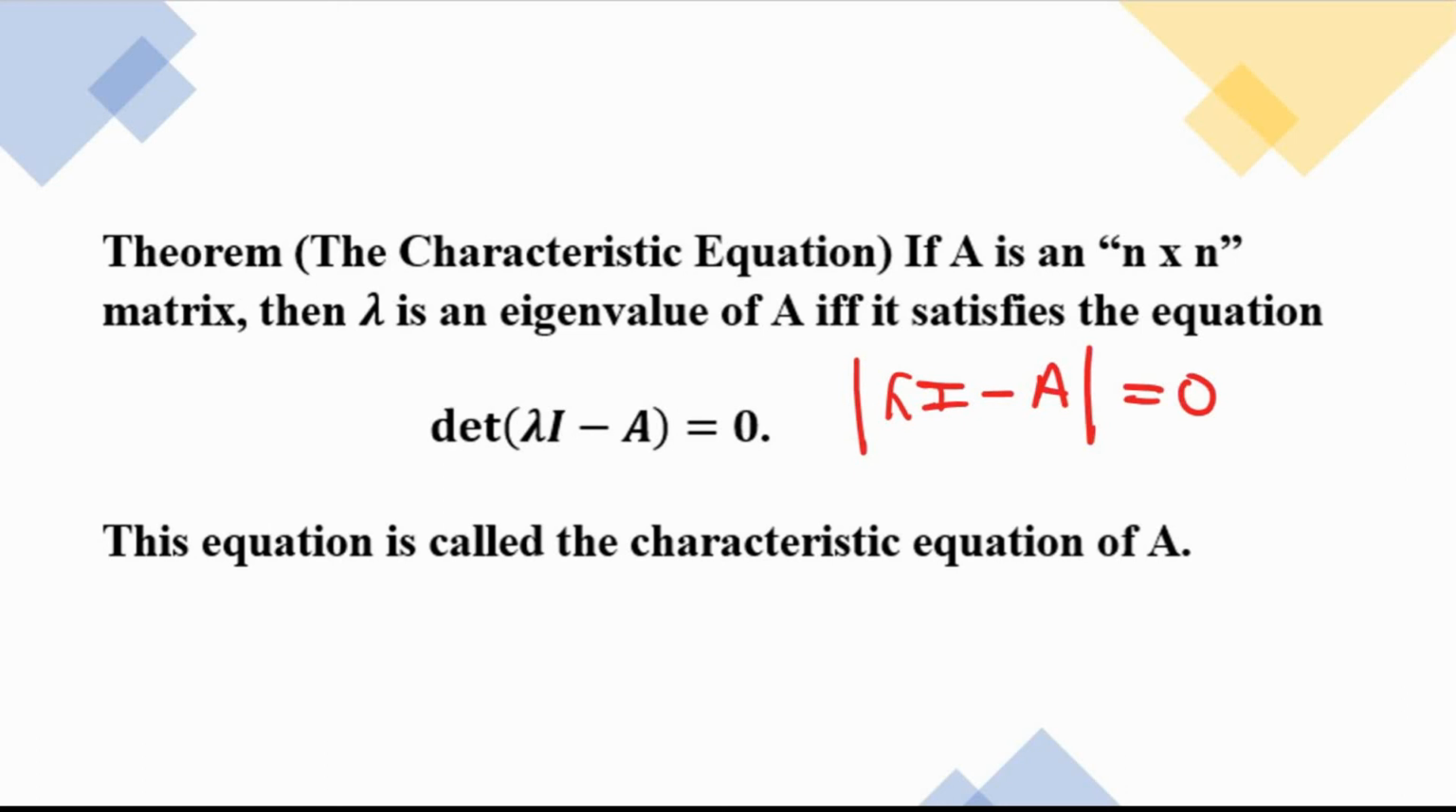Due to my left-handedness, my lambdas come out somewhat backwards. But anyway, this equation, the determinant of lambda times I minus A is equal to 0, is called the characteristic equation. So we'll solve that, and once you solve that, you can get the eigenvalues.